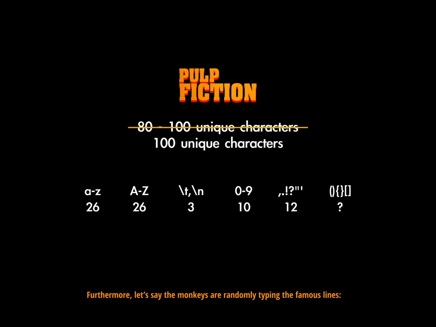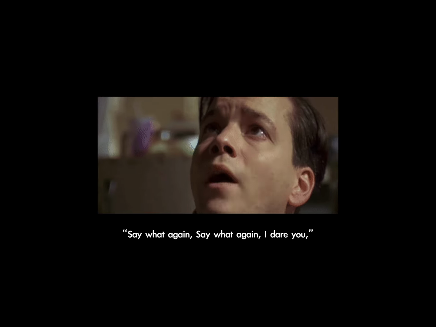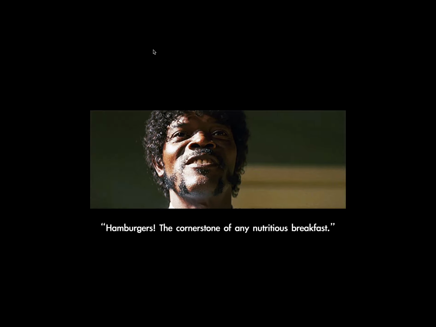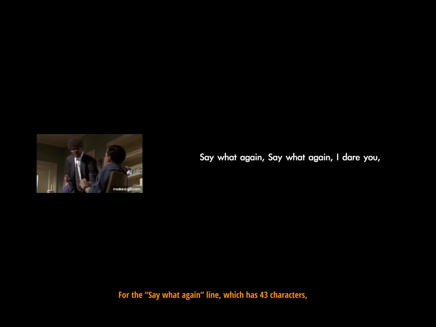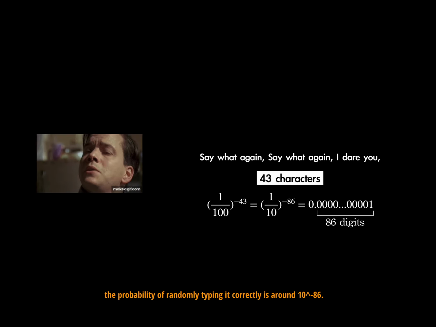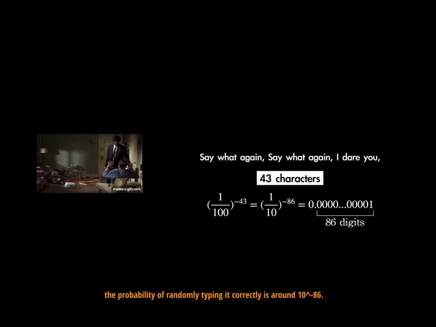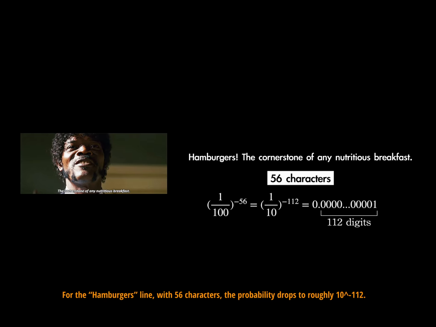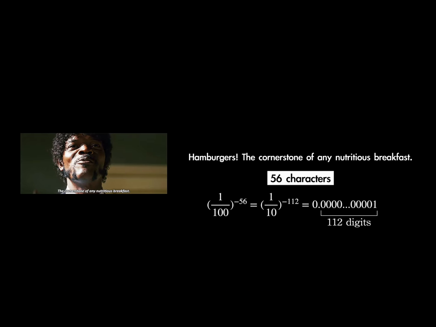Furthermore, let's say the monkeys are randomly typing the famous lines. Say what again? I dare you. And Hamburgers, the cornerstone of any nutritious breakfast. For the say what again line, which has 43 characters, the probability of randomly typing it correctly is around 10 to the power of minus 86. For the hamburgers line, with 56 characters, the probability drops to roughly 10 to the power of minus 112.